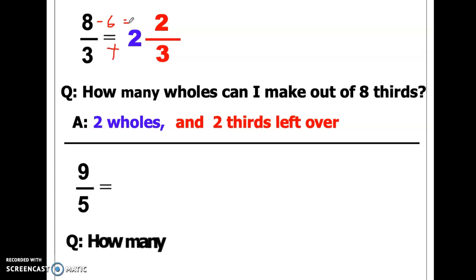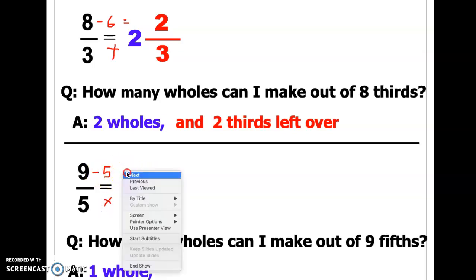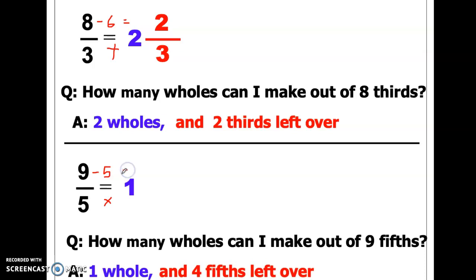Here we have another example. Well, how many wholes can I make out of 9/5? Well, we know that 5 goes into 9 one time, and 1 times 5 gives us 5. So 9 minus 5 is equal to 4/5.